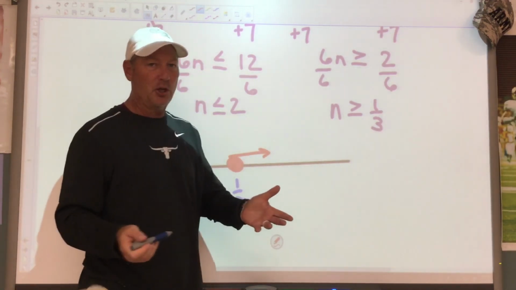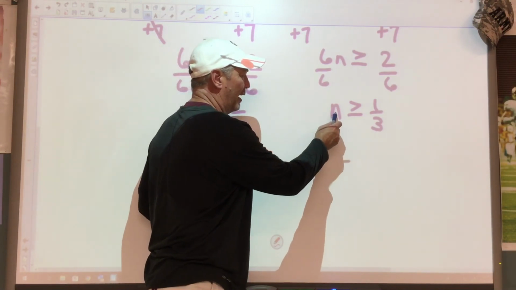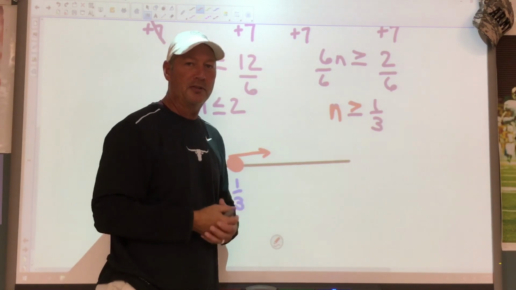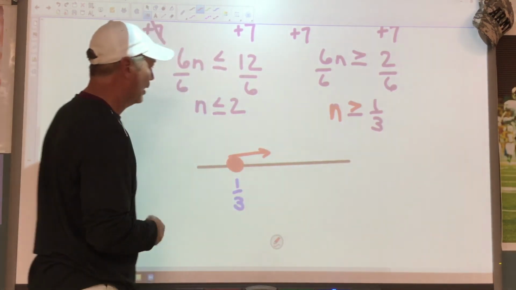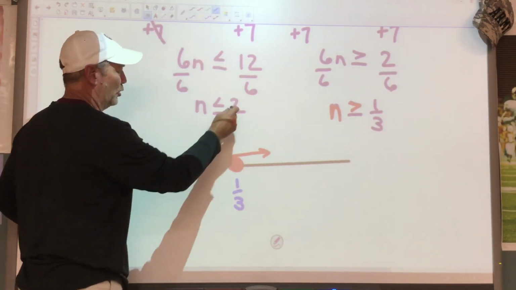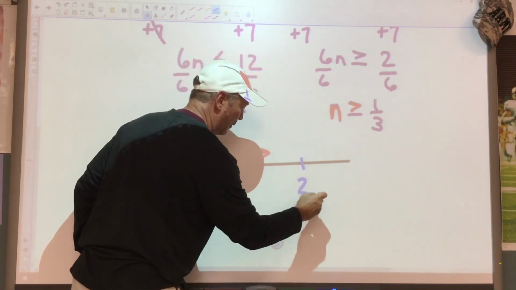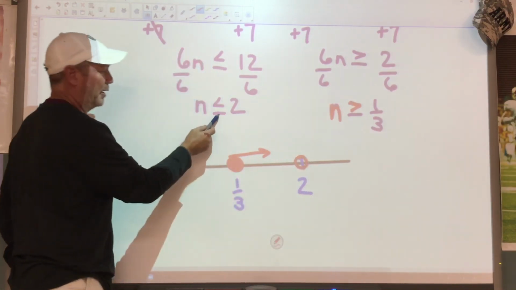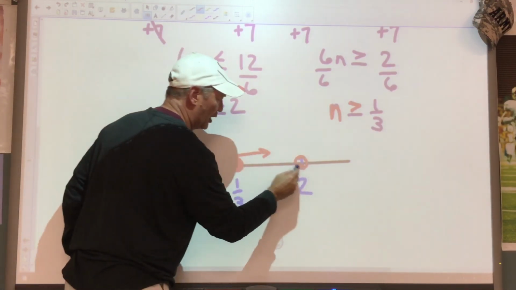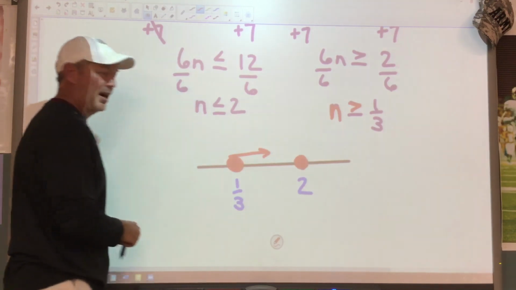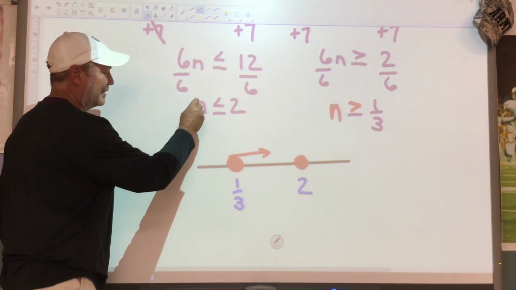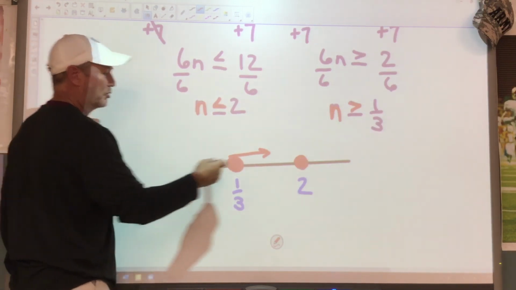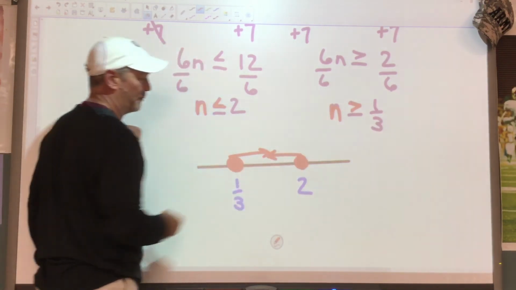Remember the little tip I showed you? If your variable's on the left, then the inequality symbol will tell you which way to go. Then we're going to put our 2. Our 2 goes on the line. We're going to put a circle on it. There's a bar underneath, so we're going to shade it in. We're going to color it in. And we now have a closed circle. It says that n is less than. My n's are getting smaller, so we're going to go to the left.